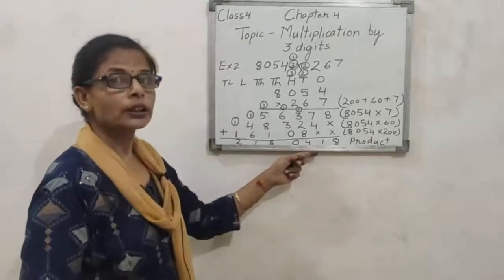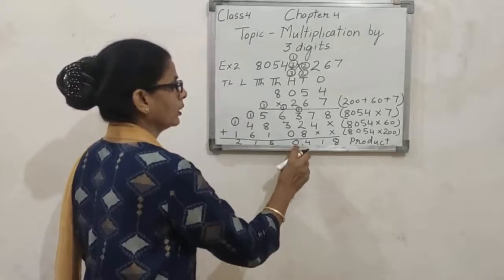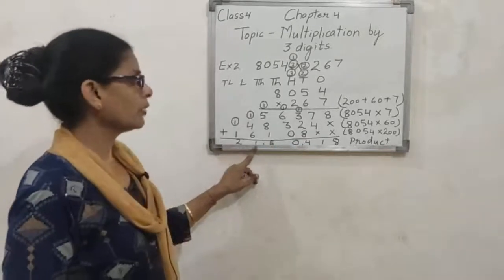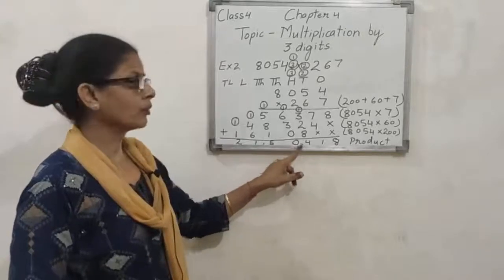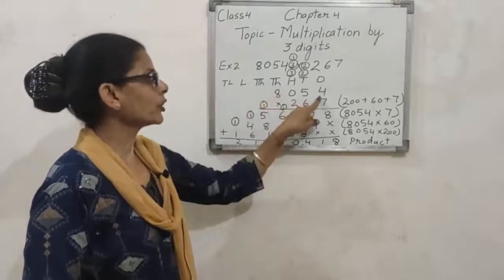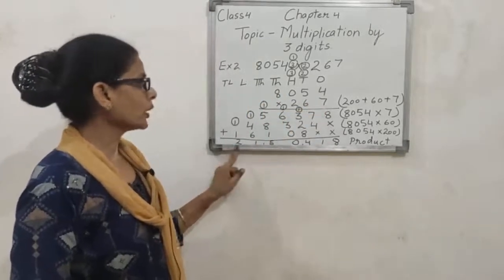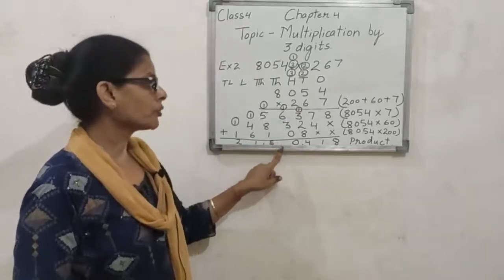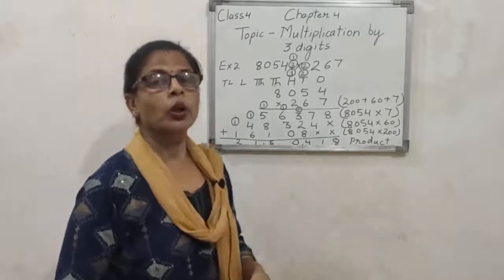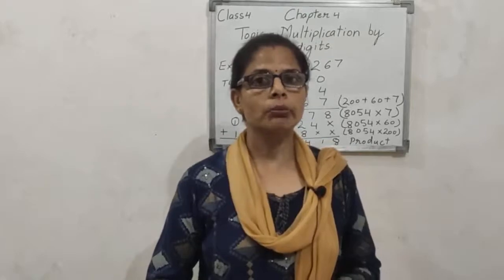Now we put the commas according to the places. Ones, tens, 100, comma, 1000, 10,000, comma, lakh and 10 lakh. So 21 lakh 50,418. When we multiply 8,054 by 267, the product is 21 lakh 50,418. I hope all of you are clear about multiplying by 3-digit numbers.